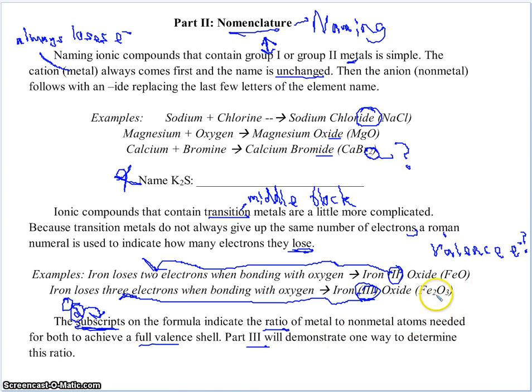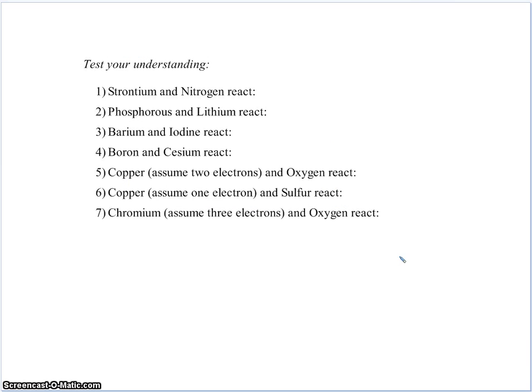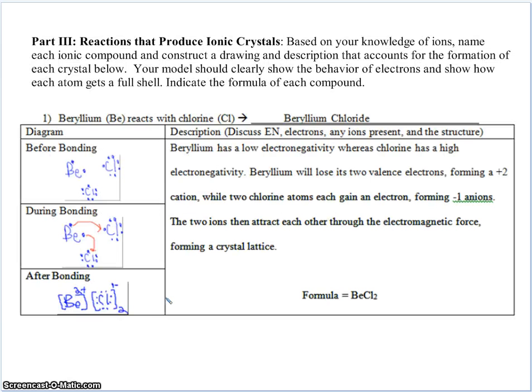But essentially, I guess this is saying there's 2 to 3 for this. And here I'm going to assume 1 to 1. Here there's 1 to 2, 1 to 1, 1 to 1. Alright. Test your understanding. Okay, give these ones a try. We'll do them in class. I notice here they tell you how many electrons you have to assume, so that must be for the Roman numerals. Okay, last one. Part 3, reactions that produce ionic crystals.